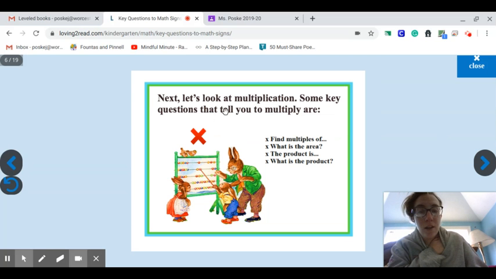Next, let's take a look at multiplication. Some key questions that tell you to multiply are: find multiples of, what is the area? The product is, what is the product? So when you see the words multiples, area, product, multiply.